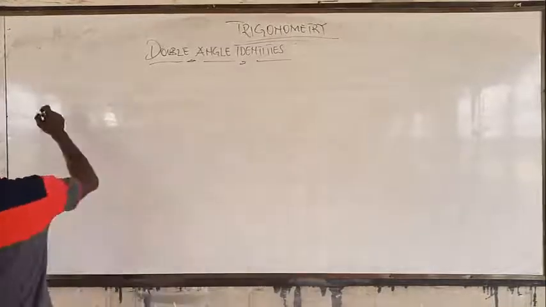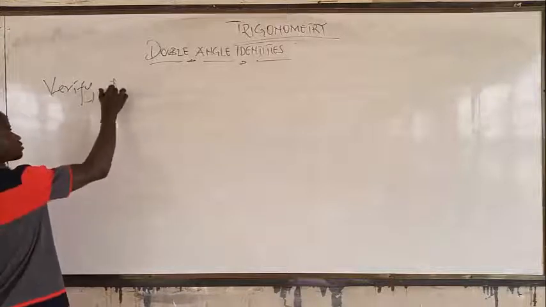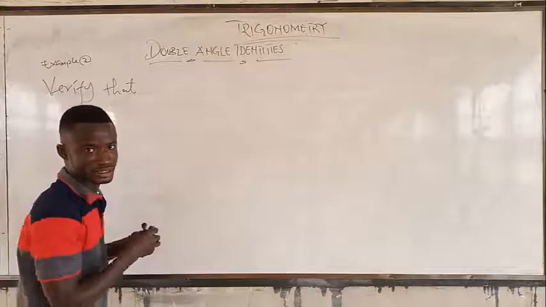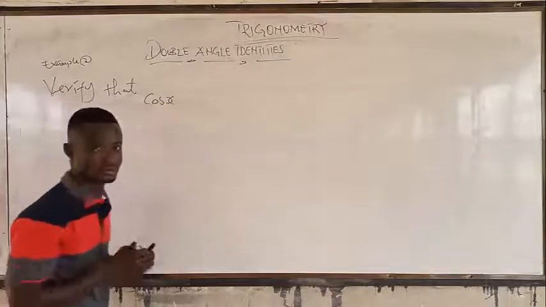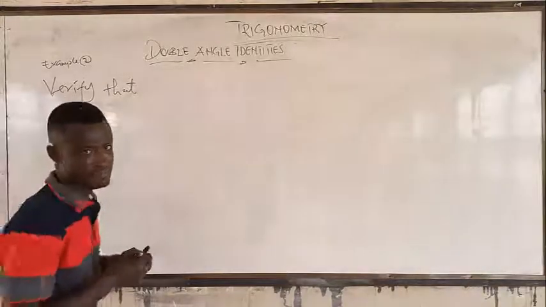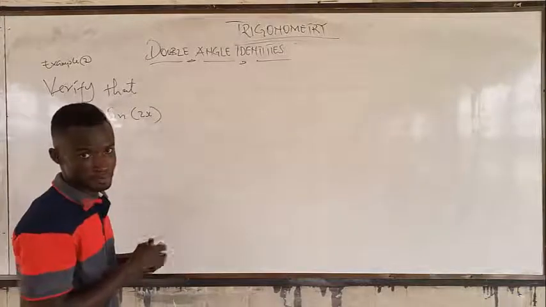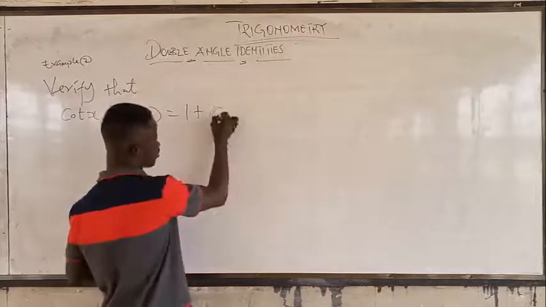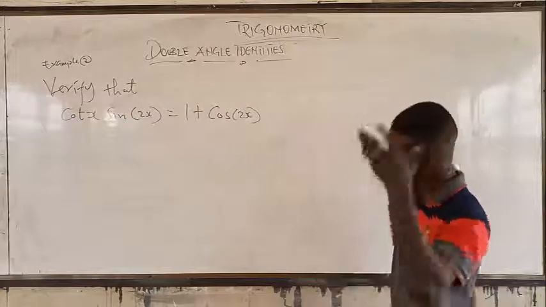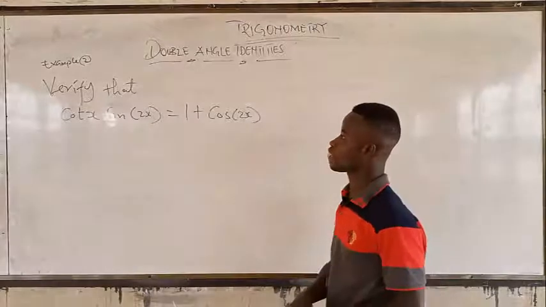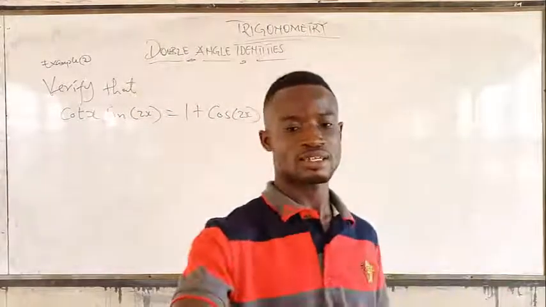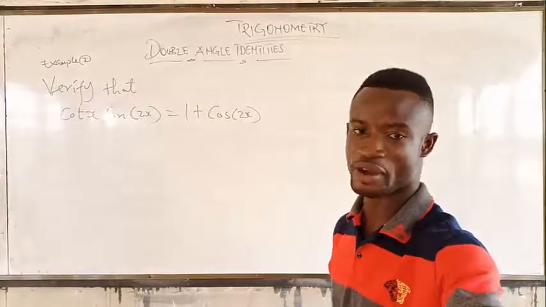So you can be given, in example 2, to verify that cot S sin 2S is equal to 1 plus cos 2S. Very good. So, given this to verify, like what we have been doing in our previous videos, we pick the part which is more complicated, then we simplify to get the other side.